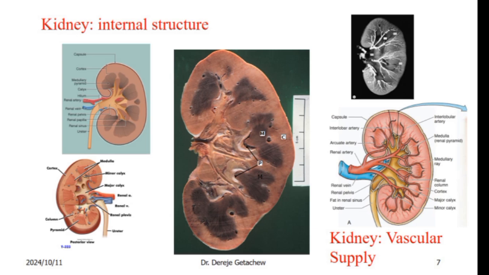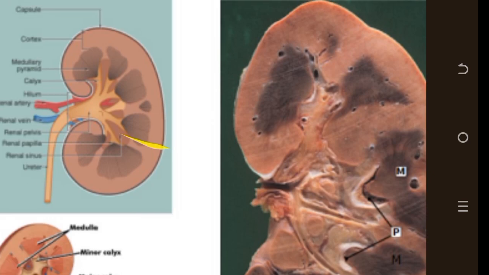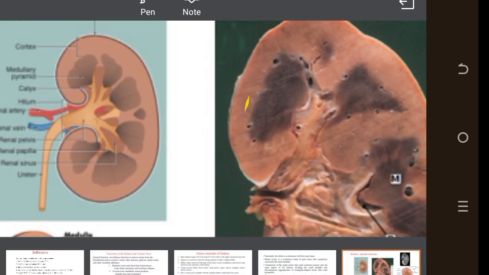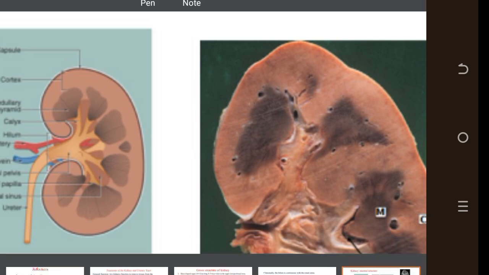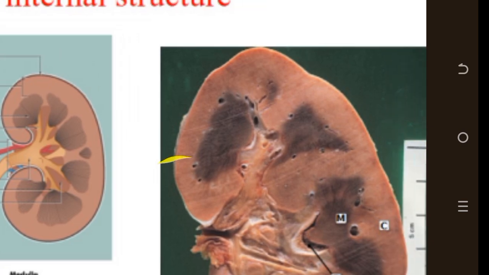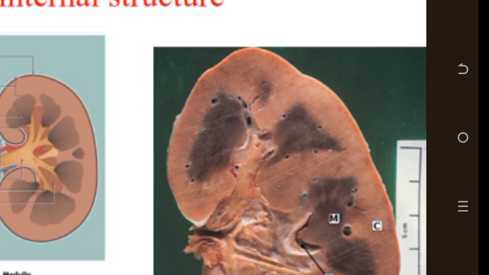So here we can see the internal structure of the kidney. As we already said, this is the capsule covering the organ, and this is the cortex that's divided by these renal columns into pyramids, and then we have this pelvis, the ureter, and the renal artery and vein.